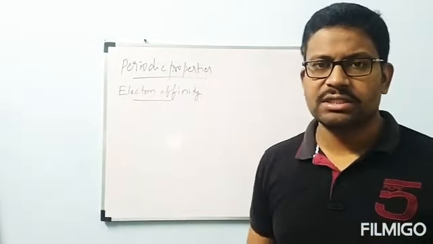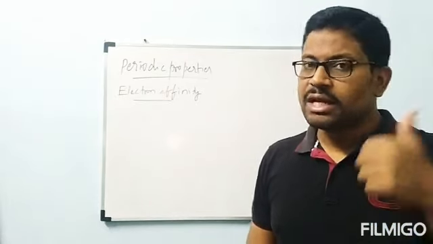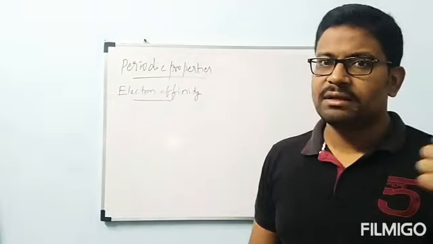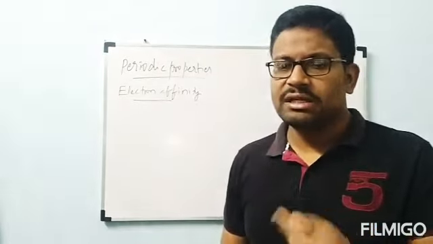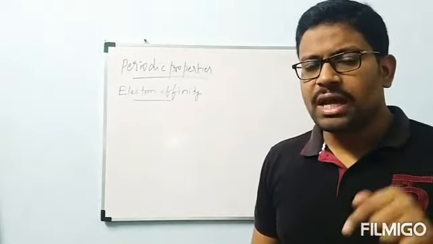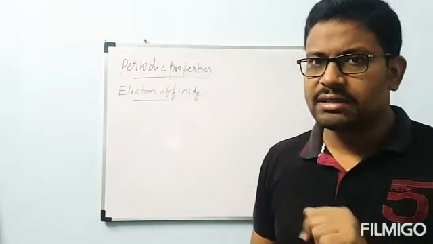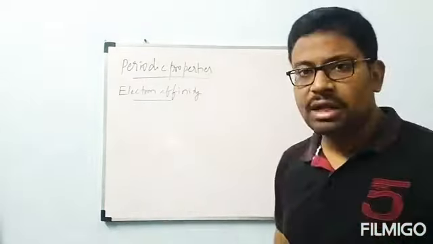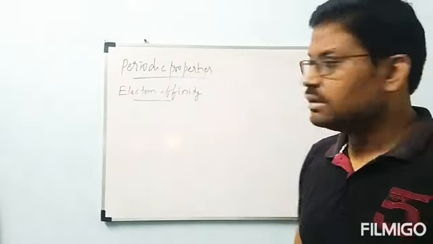Now the definition: in ionization energy, energy is required, but here it is the amount of energy released. The amount of energy released when one electron is added to a neutral isolated gaseous atom is called electron gain enthalpy or electron affinity. Electron gain enthalpy and electron affinity are both the same.